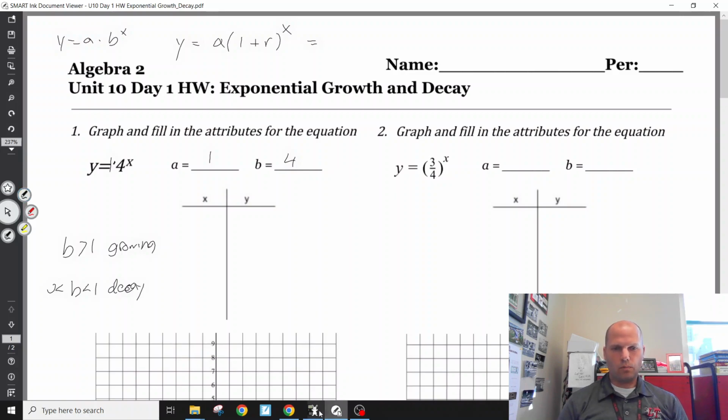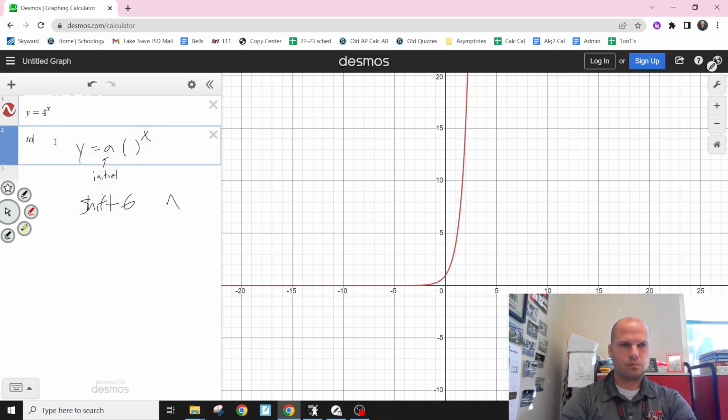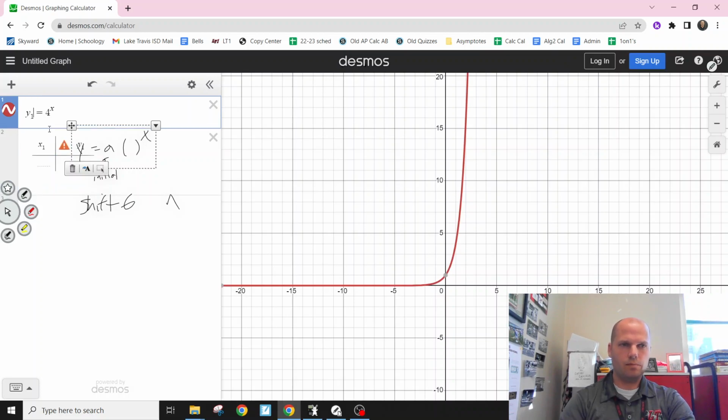So 4 to the x looks like this. If you want to fill out a table, you can. To pull up a table, you can just type in table, and if you want to, you can say this is y sub 1, 4 to the x sub 1. It didn't work.